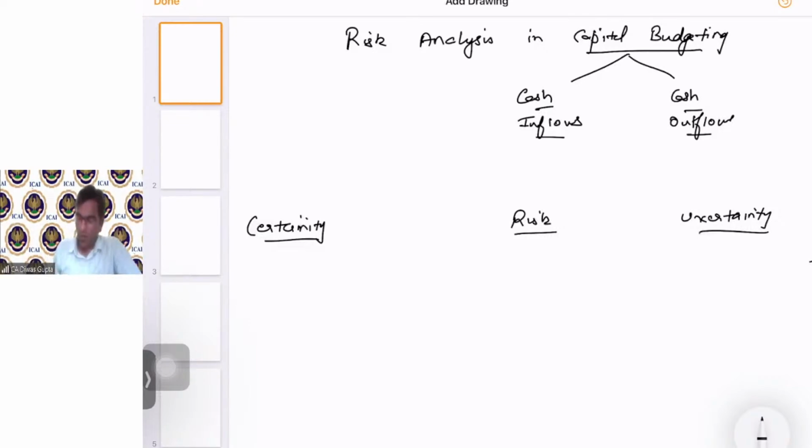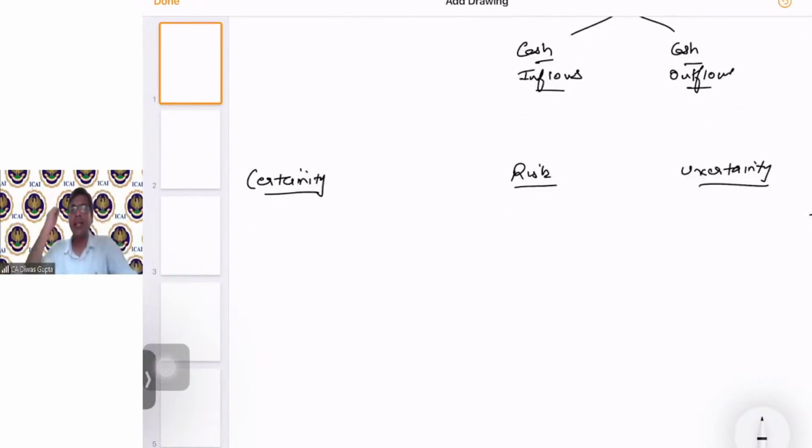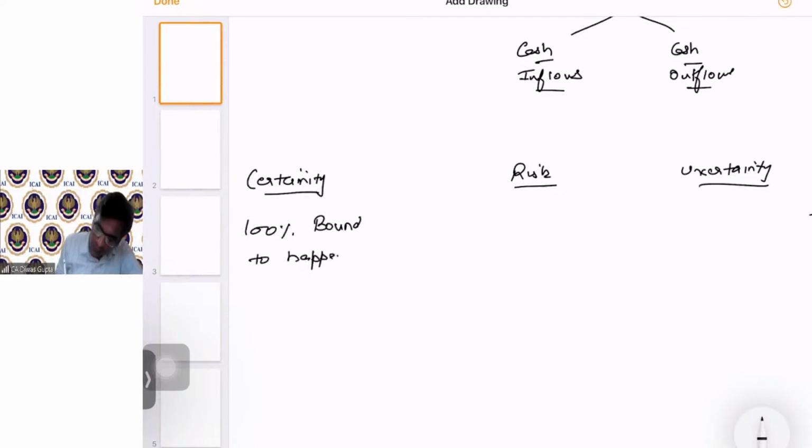So first of all, what is certainty? If we go with the literal meaning, certainty is something that we know is definitely going to happen. There is no if, there is no but, something that is bound by an agreement and which is non-revocable. Correct? That is where certainty is. So can I say that this is something which is 100% bound to happen? Correct?